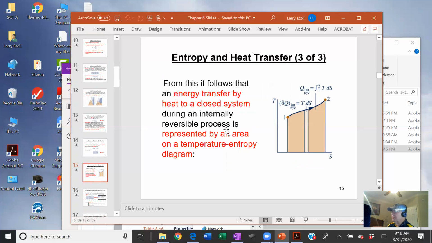So this just shows you the area under the TS curve. Here's our TS diagram. This time he's plotting total entropy versus temperature. And again, these temperatures are absolute temperatures now, not Celsius and Fahrenheit, but Rankine and Kelvin. So the area under the TdS curve here, process going from 1 to 2, represents the heat transfer. The area under that curve is not work, it's the heat transfer.